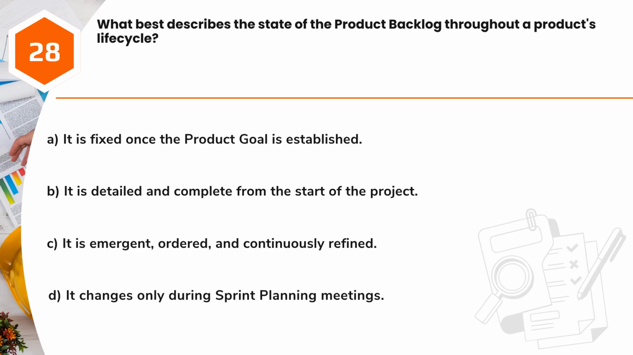Question 28. What best describes the state of the product backlog throughout a product's lifecycle? A. It is fixed once the product goal is established. B. It is detailed and complete from the start of the project. C. It is emergent, ordered, and continuously refined. D. It changes only during sprint planning meetings.